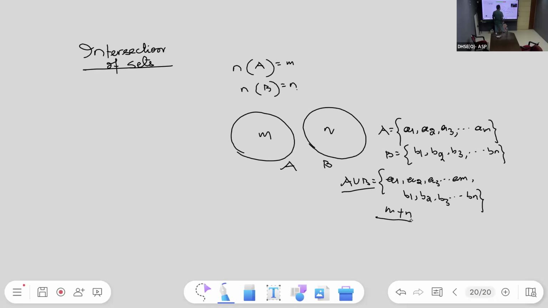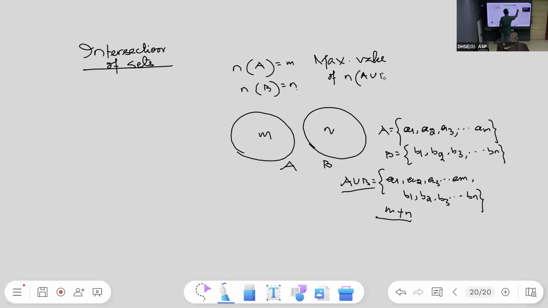Because if an element is common to both the sets, that will be counted once, not twice. So since no elements are common in set A and set B, A union B will be maximum only when there is no element common in A and B. So the max value, max means maximum, of the number of elements in A union B is equal to M plus N. I hope it is clear to you now.